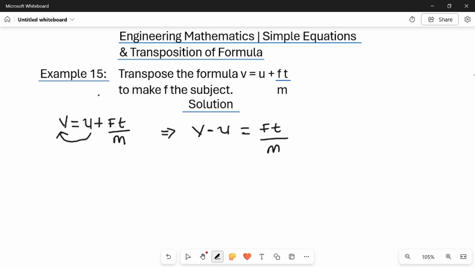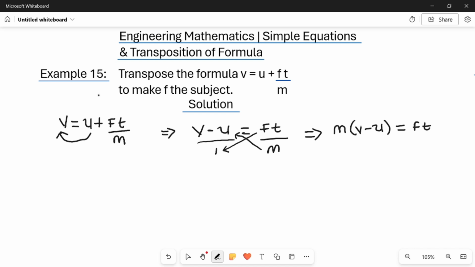So what's the next thing to do now? The next thing is to cross multiply. When you cross multiply, this will be over 1. So Ft will times this and M will times this, right? So we'll have that M times everything by the left hand side, that's V minus U, is equal to F T.